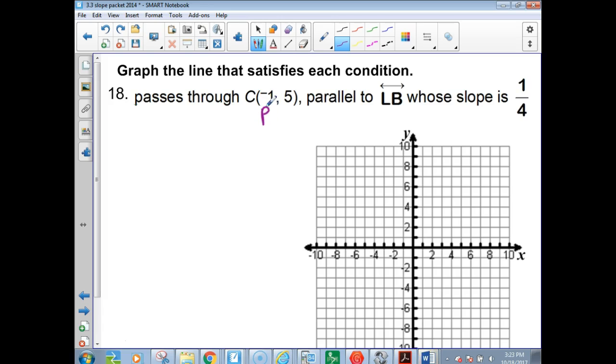Point, we're going to plot this point, -1, 5. I'll put a C on it. Parallel to some line called AB, whose slope is 1/4. I don't know where AB is. I could make one up, but they didn't give me one. But if it's parallel, it's going to have a slope of 1/4. So I want the slope to be 1/4 of the line hitting C. I got to make another point, though, so I can graph it. So I have to go up 1, right 4. Up 1, right 1, 2, 3, 4. And then I could go down 1, left 4.